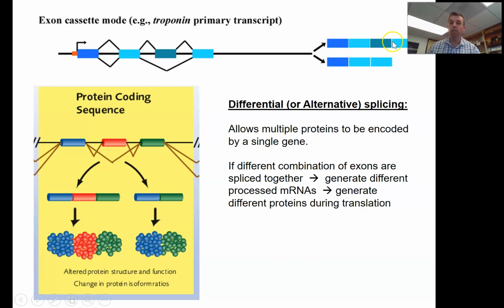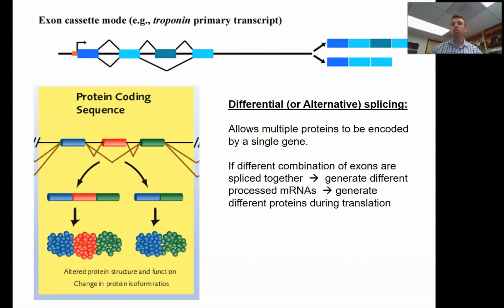So that encodes a different protein than if, in this case, 1 still links to 2, but 2 links directly to 4 and 3 is skipped, in other words, it's removed with the introns. That's going to code for a completely different protein. So now we can go from one gene to encode multiple proteins based on how the splicing occurs, which exons are linked together.